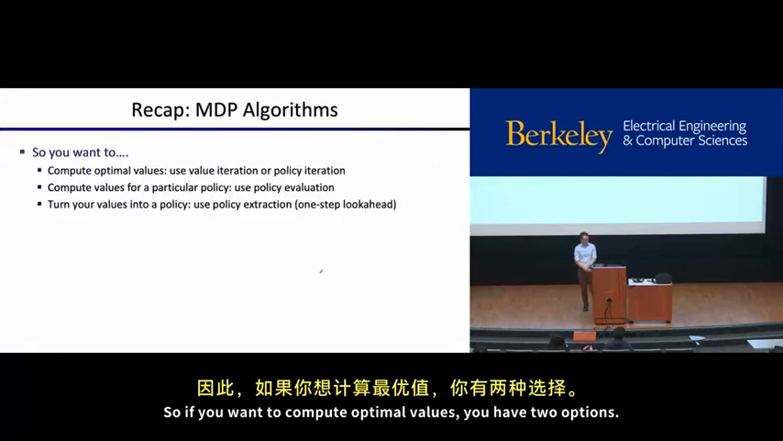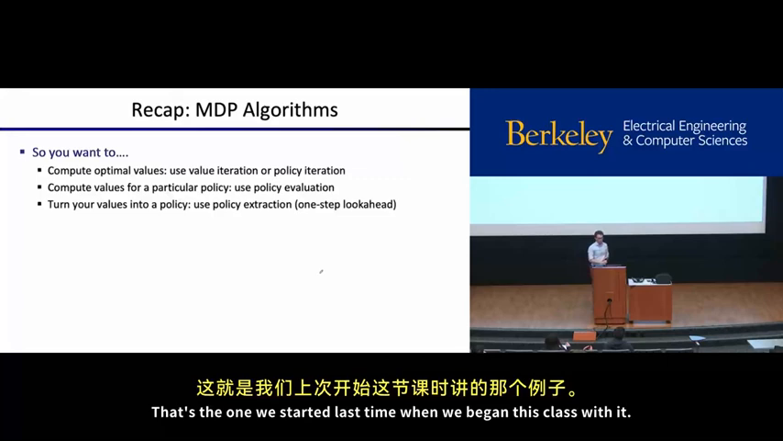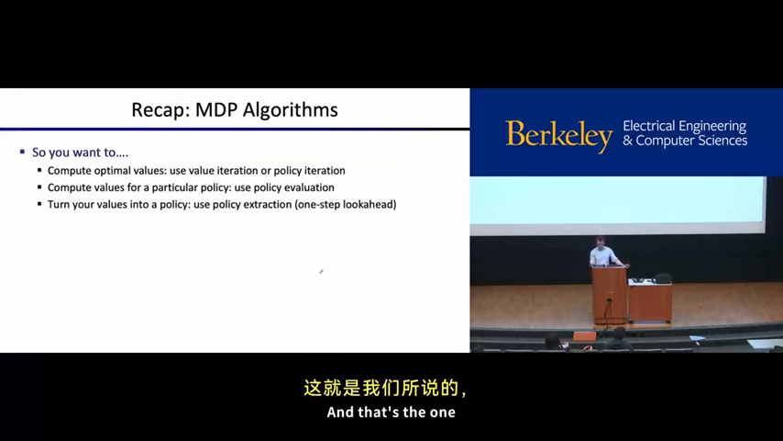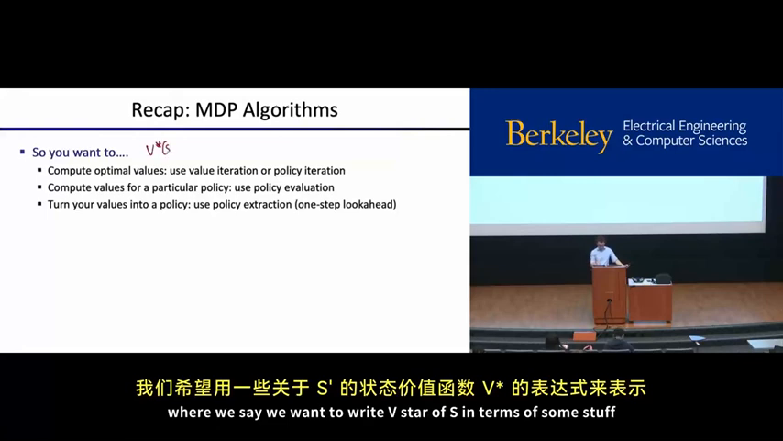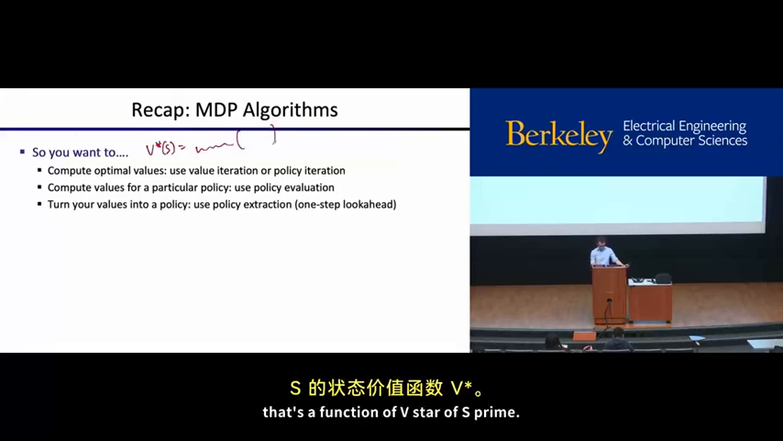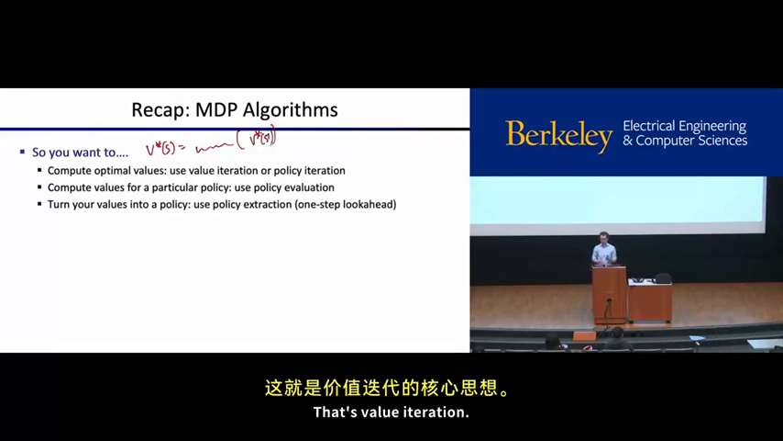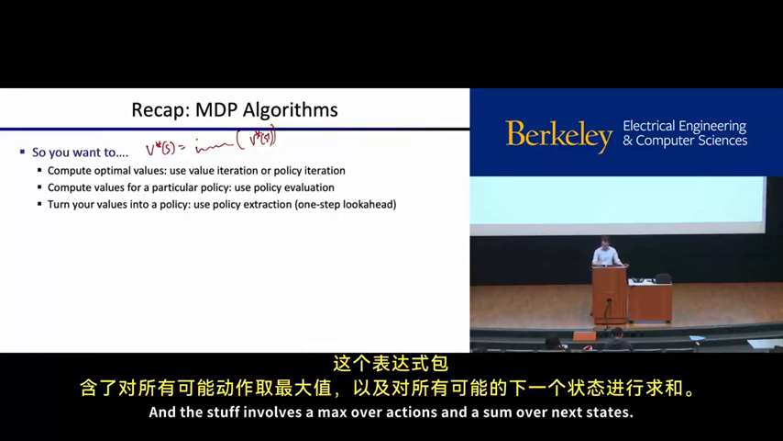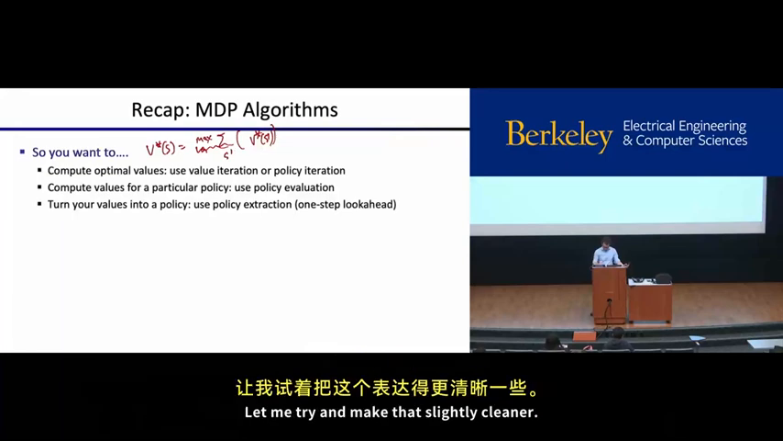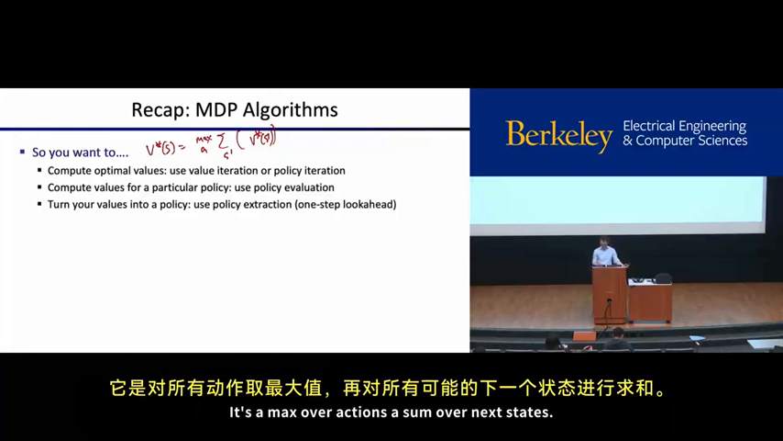Okay, so if you want to compute optimal values, you have two options. One is value iteration. That's the one we started last time when we began this class. That's the one where we want to write v star of s in terms of some stuff that's a function of v star of s prime. That's value iteration. And the stuff involves a max over actions and a sum over next states.